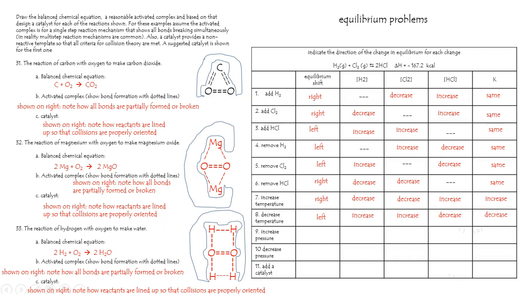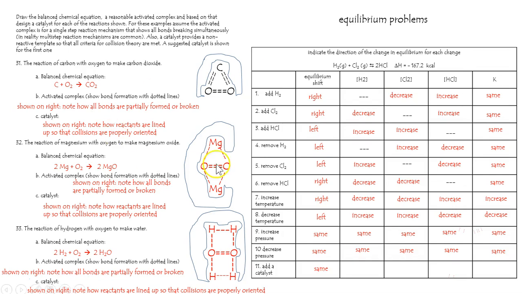Thank you. Pressurizing. It's going to be a wash because 2 just turns into 2. So same, same, same, same. And no temperature change, so same as well. Decreasing the pressure, it's a wash as well. And adding a catalyst is always a good idea. What will this do? It will definitely shift it to the right.